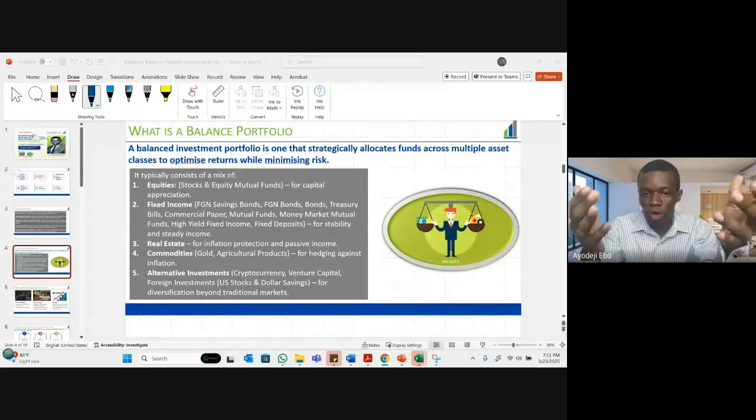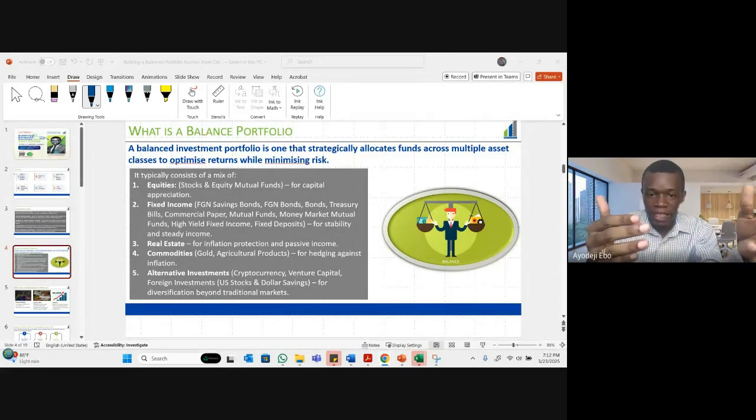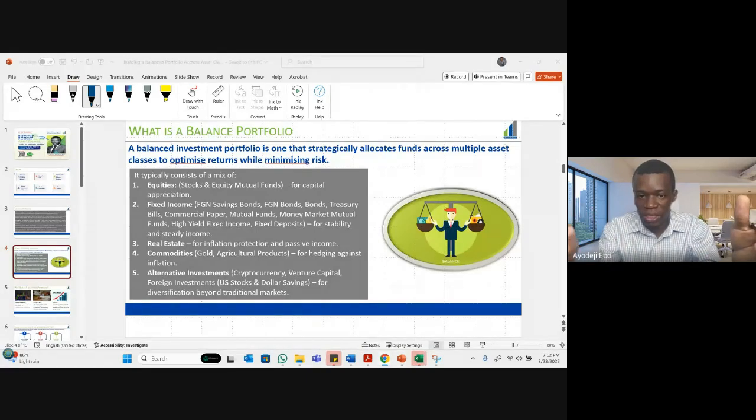There's one principle about investment: the principle of risk and return. As you try to increase your return, there's also the potential that you are increasing your risk. They go hand in hand. We say they are positively correlated, so they move in the same direction.